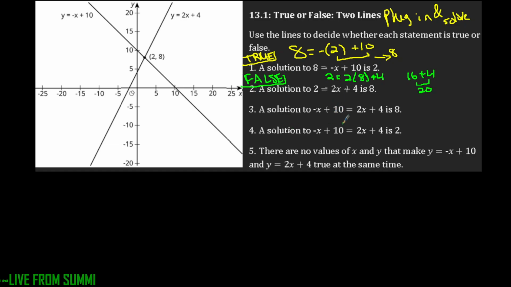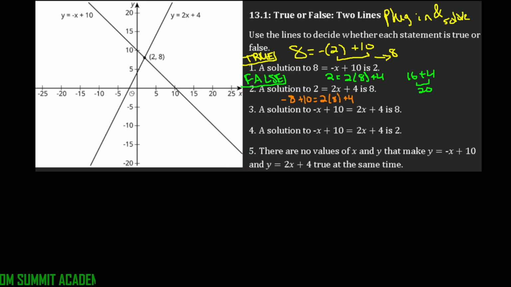For number 3, it says a solution to negative x plus 10 equals 2x plus 4 is 8. So let's find out by plugging it in. So we're saying x equals 8. So let's do orange for this one. So I'm going to say x equals 8. So let's plug it in. So I have negative 8 plus 10 equals 2 times 8 plus 4. And what we can do is we can actually simplify using Desmos.